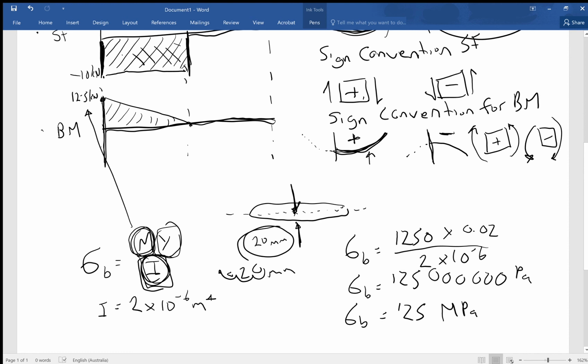We've gone through quite a few things there. We talked about sign conventions for shear force. We talked about sign conventions for bending moments. And we've worked out the bending stress on the lower surface of this aerofoil.